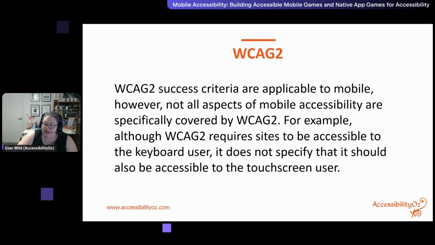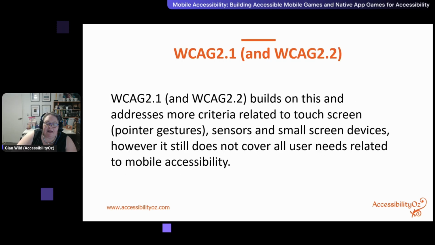So as I mentioned, WCAG 2 is applicable to mobile. However, not all aspects of mobile accessibility are specifically covered by WCAG. So, for example, WCAG 2 requires that sites be fully accessible to the keyboard user. However, it doesn't require that everything be fully accessible to a mouse user or to a touchscreen user. WCAG 2.1 does build on this and includes more criteria related to touchscreens, pointer gestures, etc. However, it really doesn't cover all the user needs.